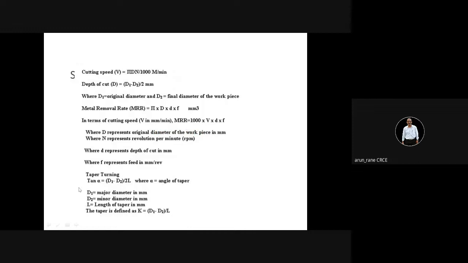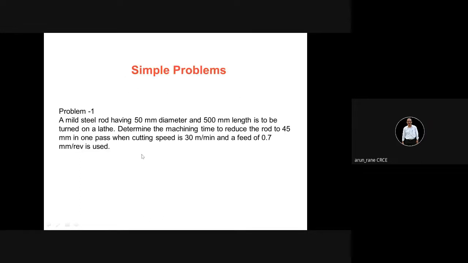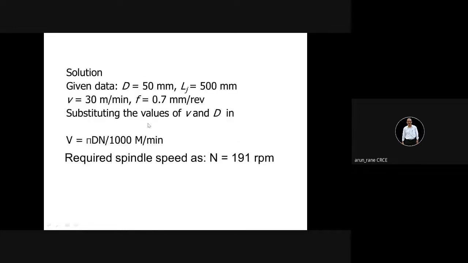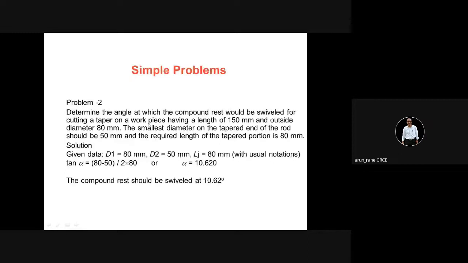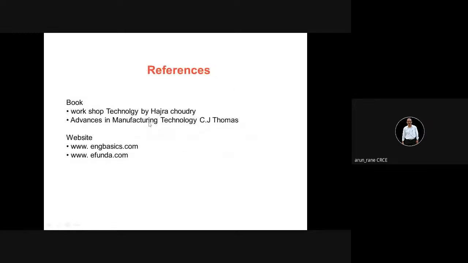There are some calculations, that is machining time calculation. You have to use only one formula: V = πdN/1000. And why are we taking 1000? Because generally the diameter is given in millimeters and cutting speed is given in meters per minute. So in order to convert it into meters, we are dividing by 1000. So this is one numerical which many of you know already.